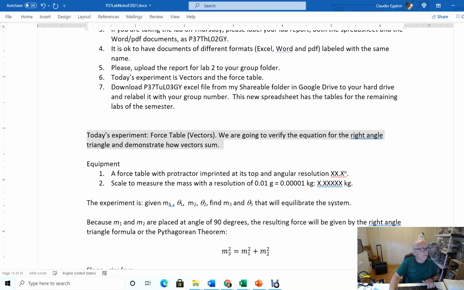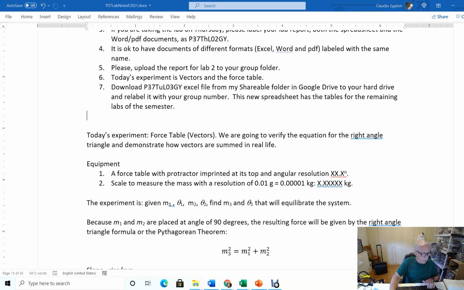So today's experiment is force table. Okay, we are going to verify the equation for the right angle triangle and demonstrate how vectors are summed in real life. In real life, I mean in the experiment. The equipment is very simple. It's a force table with a protractor imprinted at its top and an angular resolution of xx.x degrees. That resolution would be half a degree.